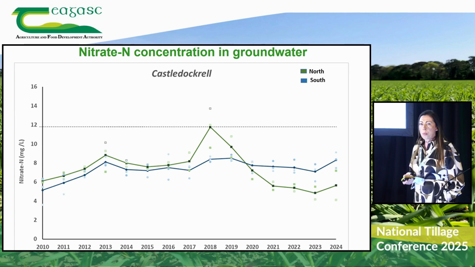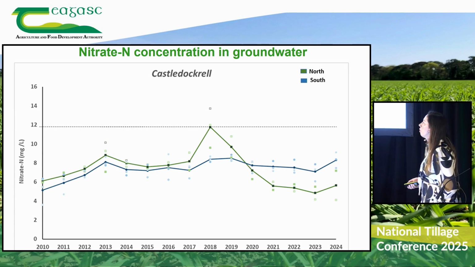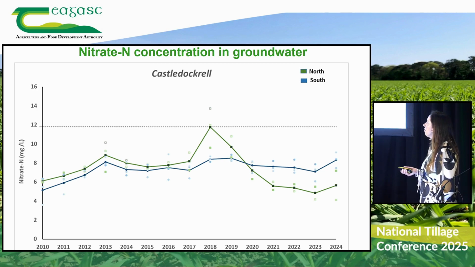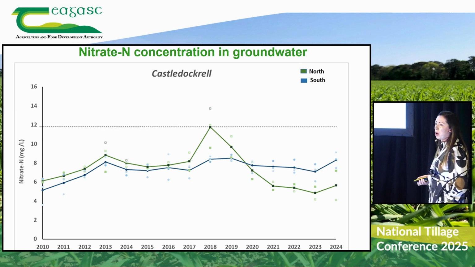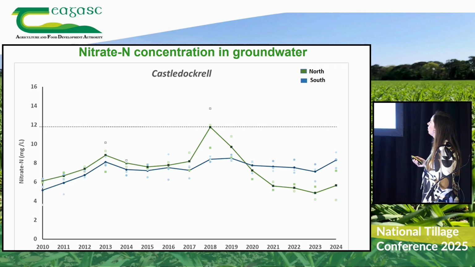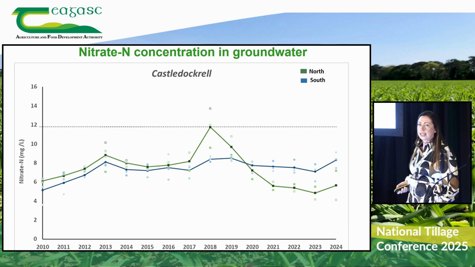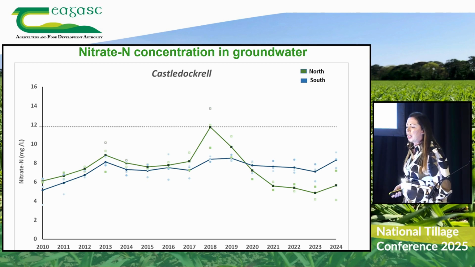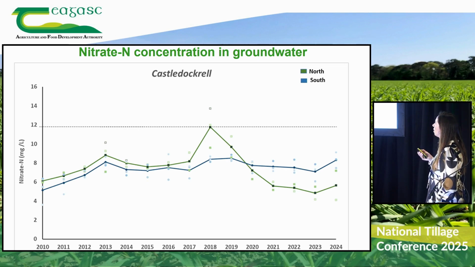This is going back to our north and south groundwater wells that I pointed out on the map earlier on. On the y-axis, we've got nitrate nitrogen, and on the x-axis, we have the years of monitoring in the programme. So the north well is the green line, and the blue line is the south well. So you can see in 2020, we started to observe that the north well transect, on average, was starting to become lower than our southern well transect, which remained relatively stable over that period.